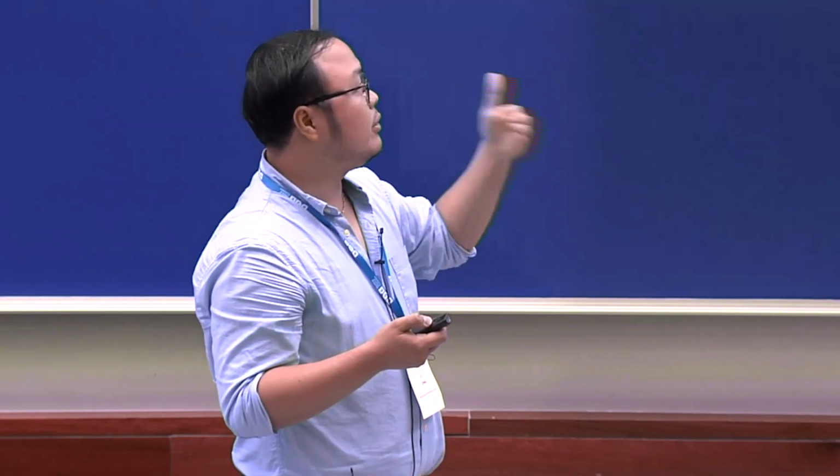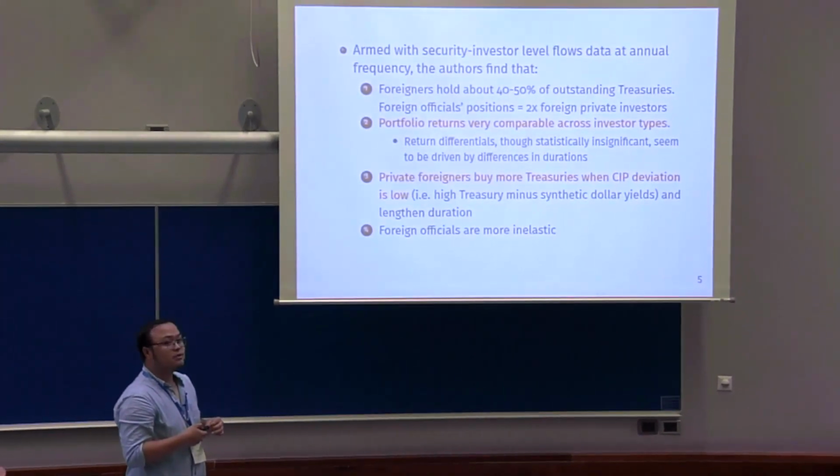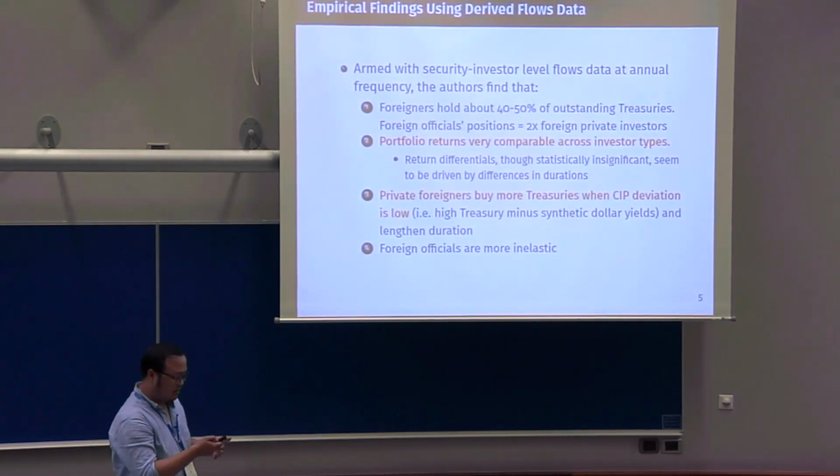And then they also find that private foreigners do not have inelastic demand. So whenever there are changes in the CIP deviation, for example, when the CIP deviation is low, they find that private foreigners would like to sell treasuries and vice versa. All right. And then foreign officials, like central banks, would have inelastic demand. There is a lot more in the paper, but here I highlight the facts that I think are most important and would be very useful in terms of falsifying research going forward.